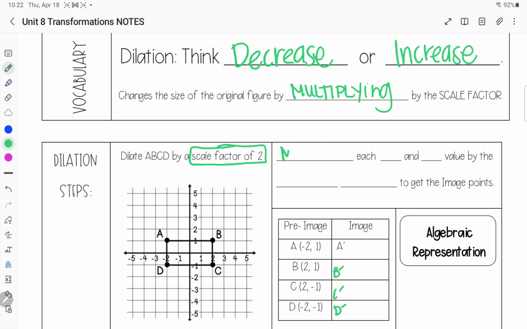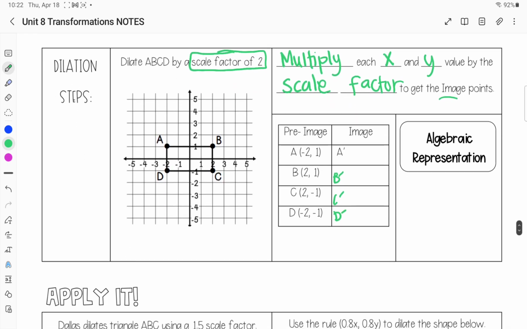we are going to multiply each X and Y value by the scale factor to get our image points. So I'm going to show you how this would be written algebraically. Algebraically, we start with our X and Y. It says to multiply each one by your scale factor. So this number can change, but algebraically, this is what this would look like.